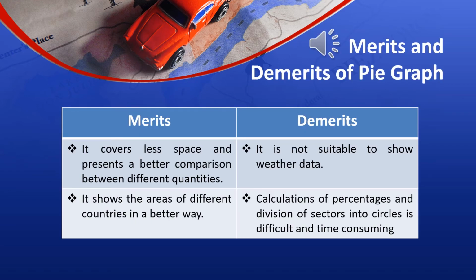Now let's have a look at the merits and demerits of pie graph. Merits: it covers less space and presents a better comparison between different quantities. Number 2, it shows the area of different countries in a better way. Demerits: it is not suitable to show weather data. Calculation of percentages and division of sectors of circles is difficult and time consuming.